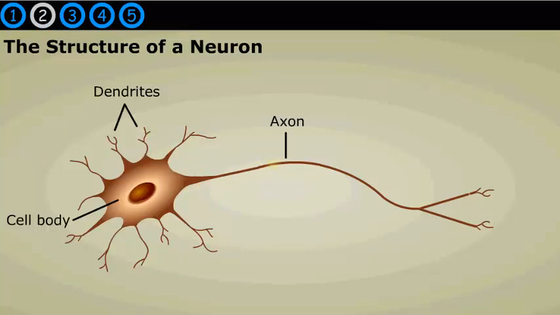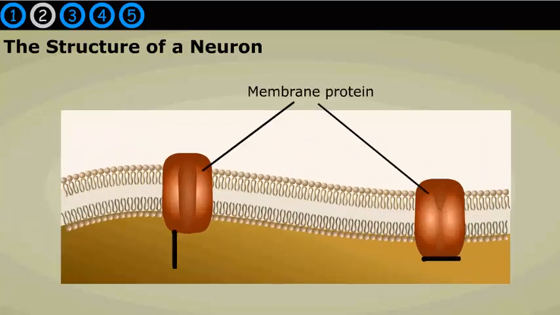Neurons are generally composed of three parts. The cell body contains the nucleus and organelles. Dendrites and axons branch off from the cell body. Dendrites conduct neuronal messages toward the cell body. Axons conduct neuronal messages away from the cell body. The proteins embedded in the plasma membrane play a crucial role in maintaining the strength of the message along the length of the neuron.